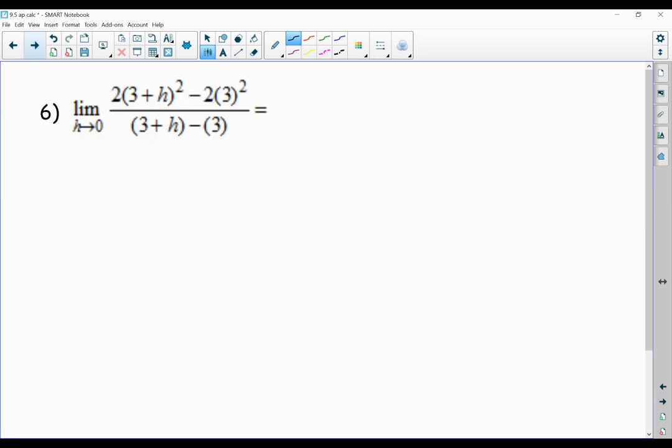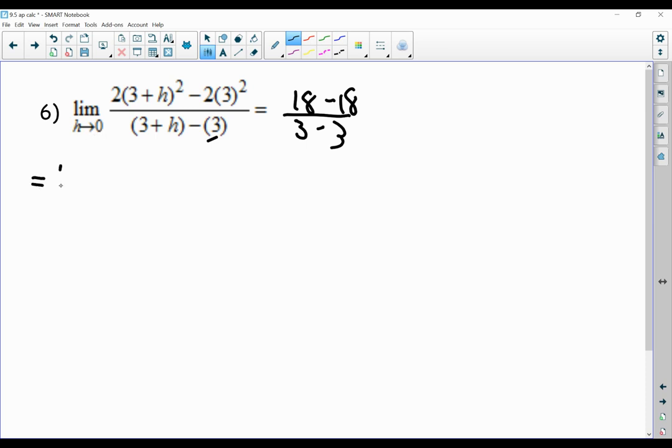Okay, so looking at this one, if I plug in 0, I can already see that I'm going to end up with 18 minus 18 over 3 minus 3. Now this should also look familiar to you because we did it last class. This kind of looks like that little h situation. It looks like we're trying to find a speed of something or an instantaneous rate of change of something. Notice that we have this little limit expression in the front.